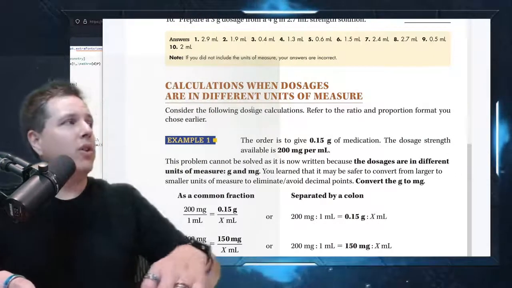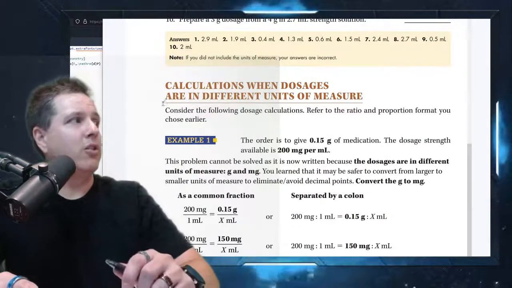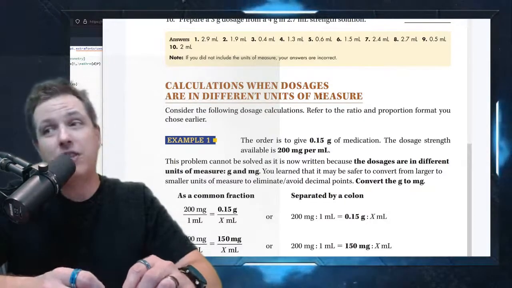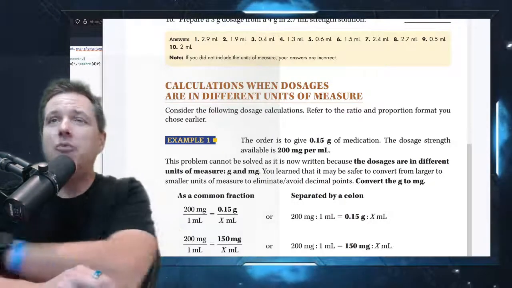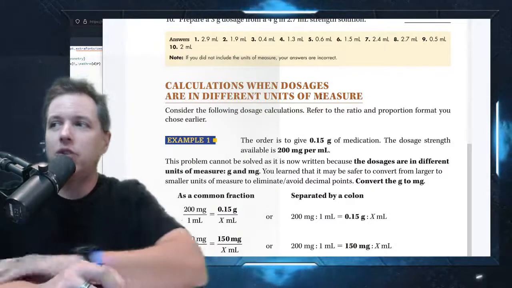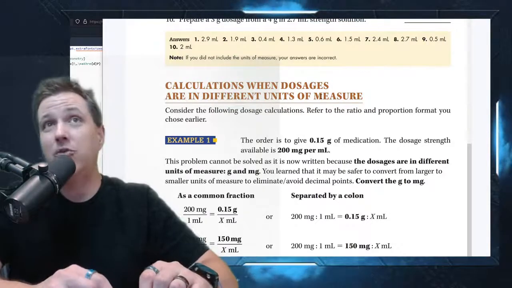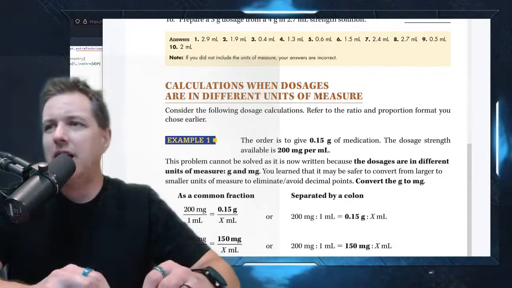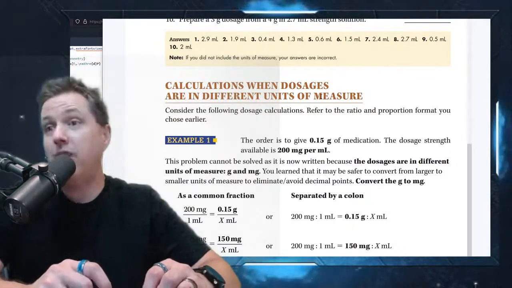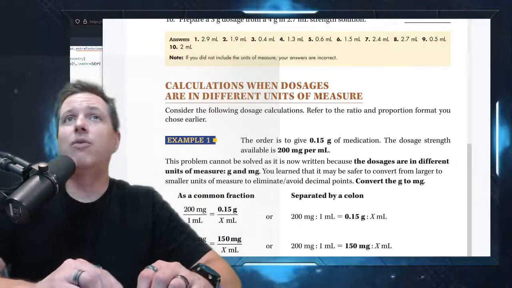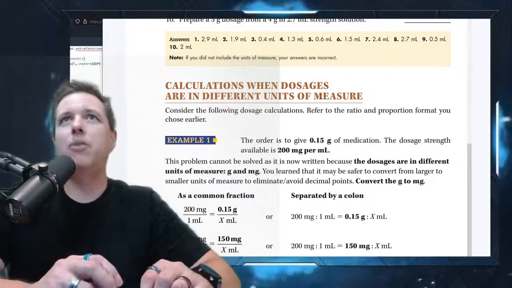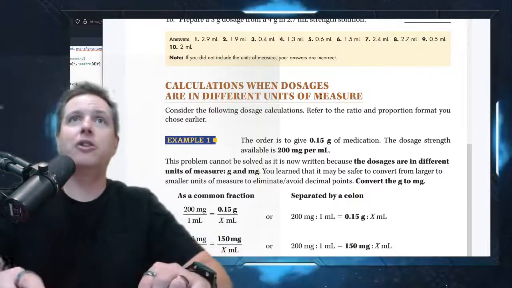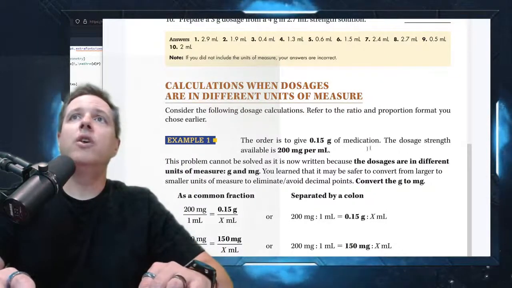Right. So then what do we do when dosages are in different units of measure? Well, that's a lot of what the next chapter is about. We learned some of this in an earlier chapter, so you're already a little familiar with it. If you're looking at this and thinking you already know what to do here, you very likely might. We've already been exposed to this problem, but they're bringing it up because it's relevant, just to make sure.